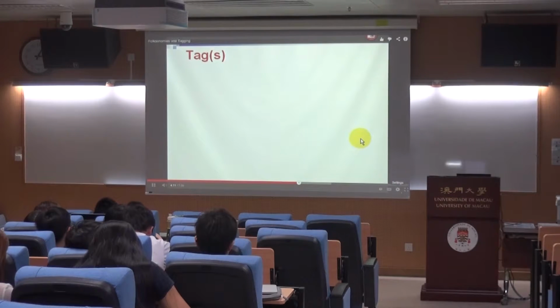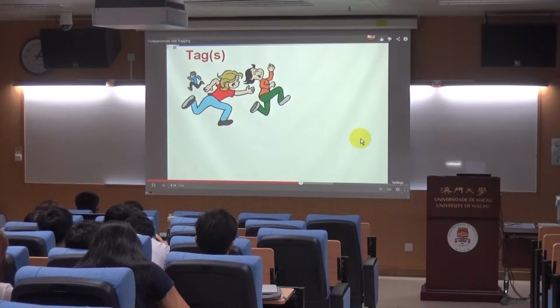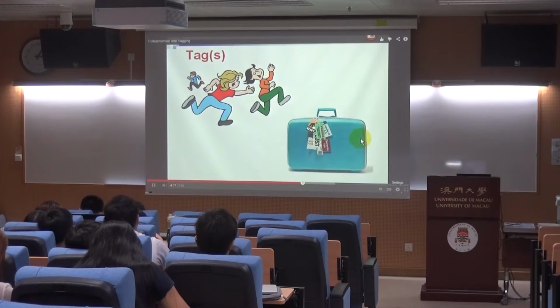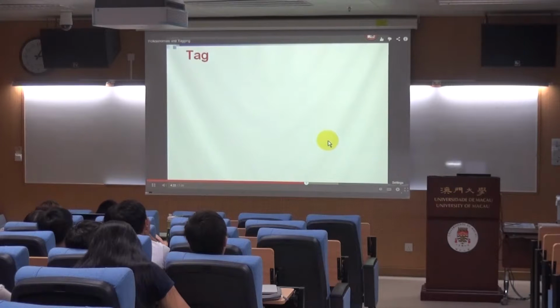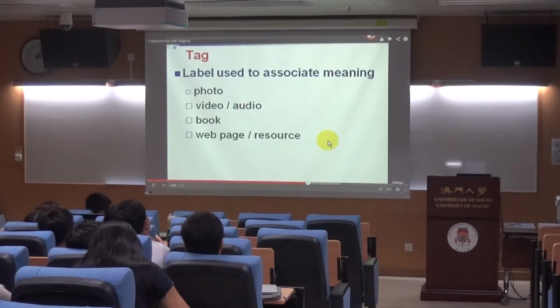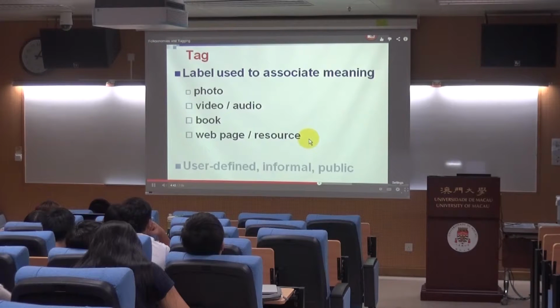Let's take a look at tags. A tag isn't the game you played as a child, and it isn't something you put on luggage, although that's close. A tag is a label, and it's used to associate some kind of meaning. We can use a tag on a photo, on video or audio, on a book, on a web page, or other resource. These tags are user-defined, informal, and available to the public. They can be seen by the public.